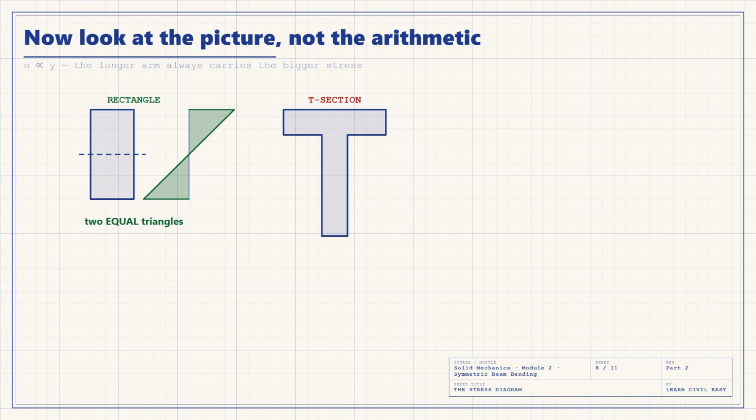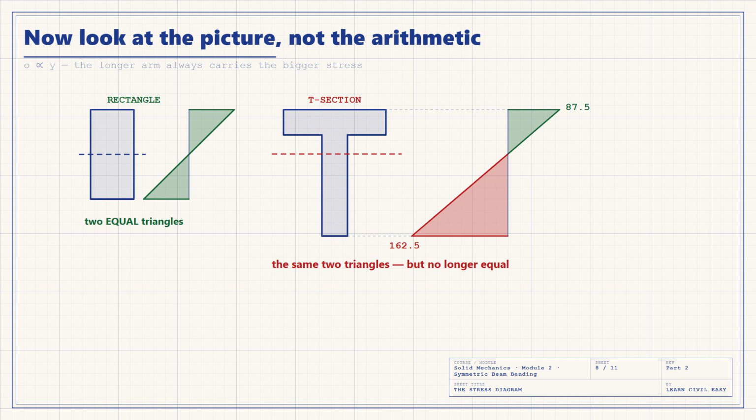So the diagram is still two triangles meeting at 0, but they are not equal anymore. The short one up to the top fiber is only 87.5 deep. The long one down to the bottom fiber is 162.5, nearly twice as far. So the peak stress at the bottom is nearly twice the peak stress at the top. That is the whole reason the bottom governs.